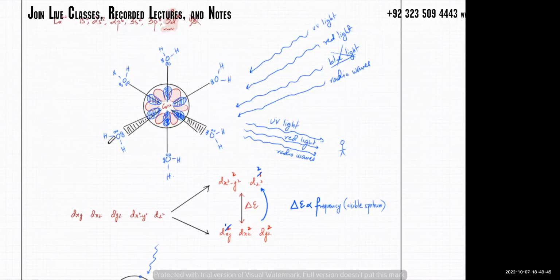ठीक है? So you remove the water, it's going to turn back into white. It will stop absorbing any colored frequencies because there's not going to be any delta E. ठीक है, ये भी clear है?